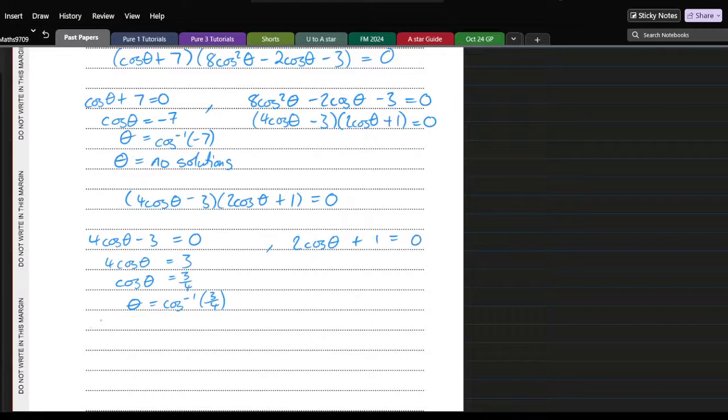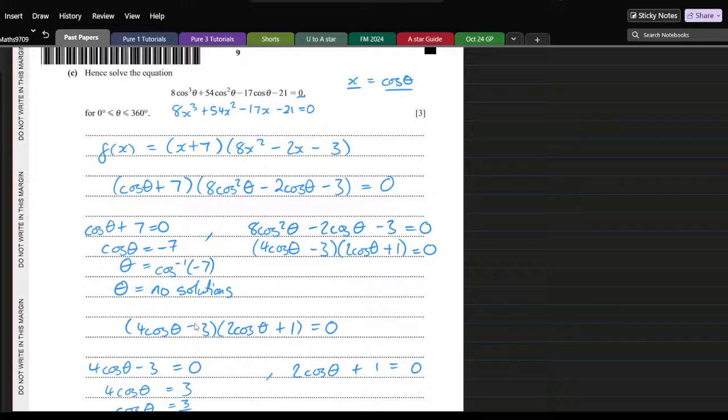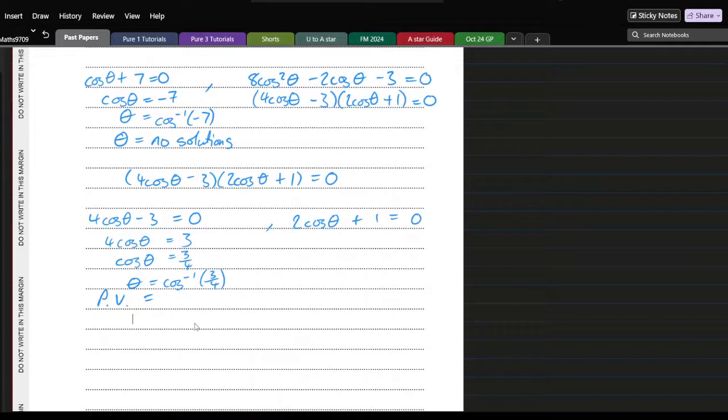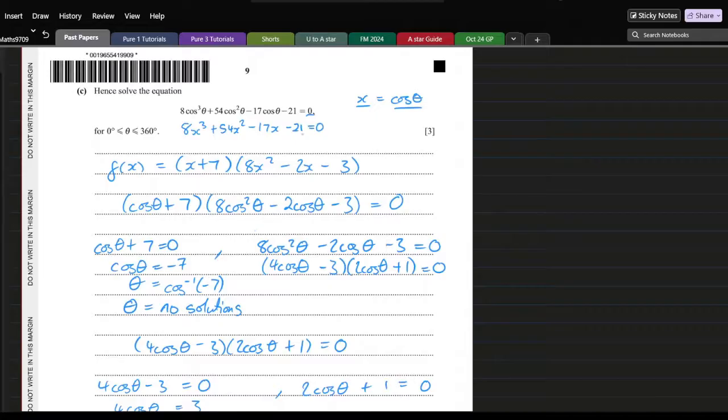And so our principal value here would be equal to, what are our units? We are in degrees. Okay. So let me change my calculator to degrees. This is arc cos of 3 over 4, and this gives us 41.40962211, and this does fit within our given interval of 0 to 360.